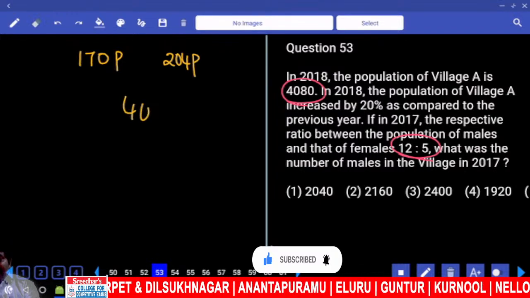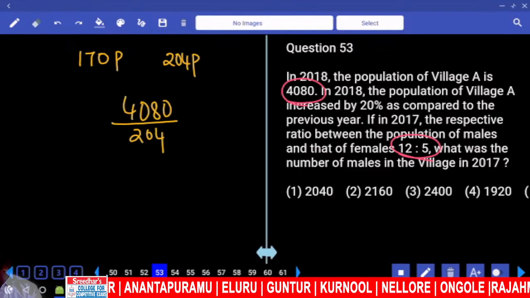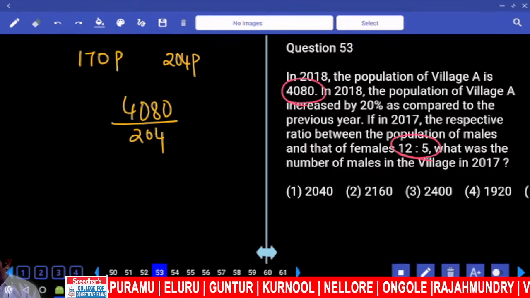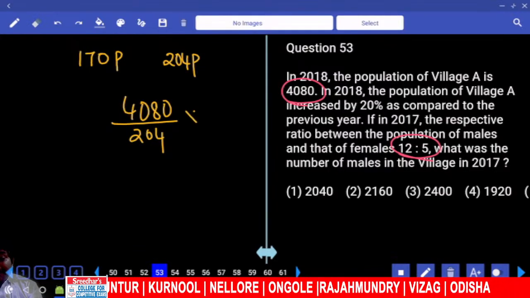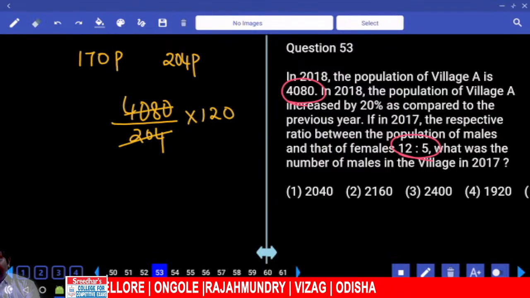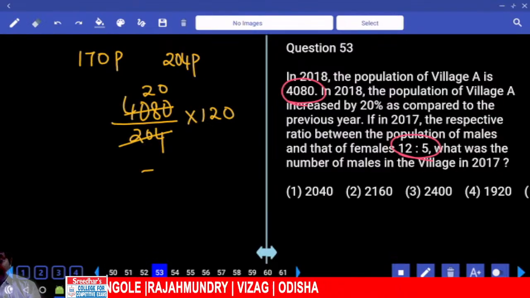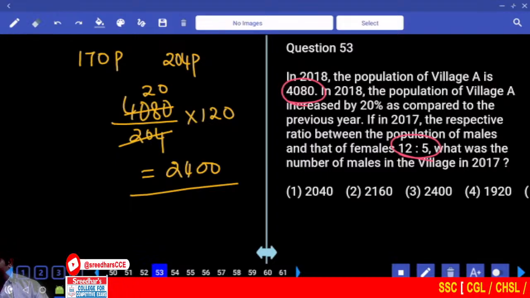Then one part value is equal to 4080 divided by 204. That is one part value. The question is about the number of males in 2017. How many parts are those? 120. 204 goes exactly 20 times. 2 zeros you can see. 2 into 12, 24. 2400 is the final answer. Is it clear?